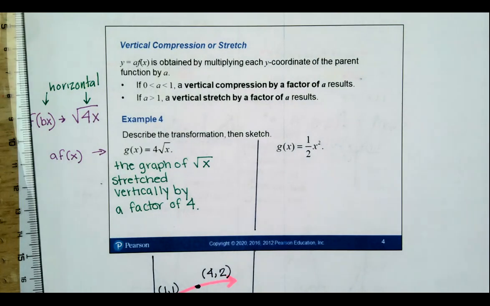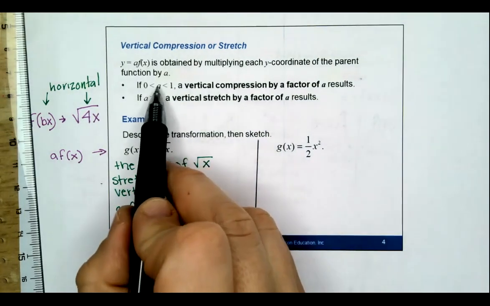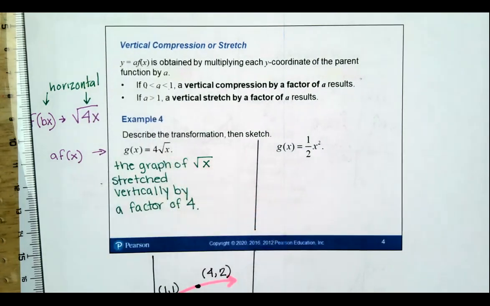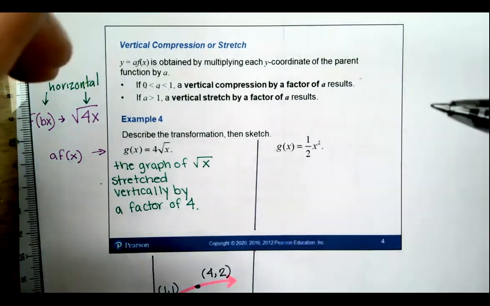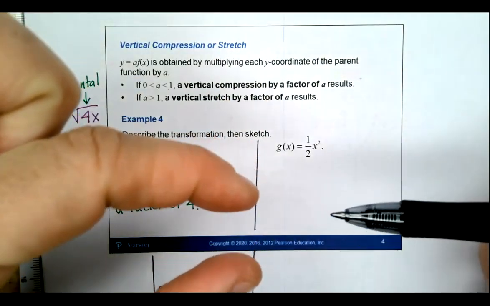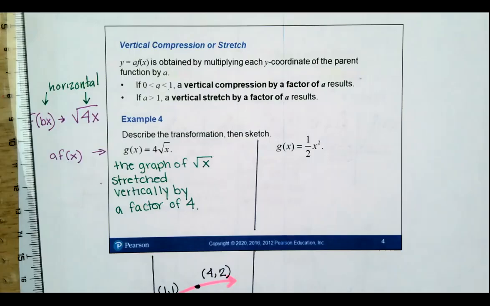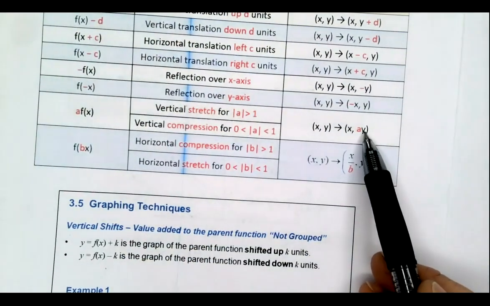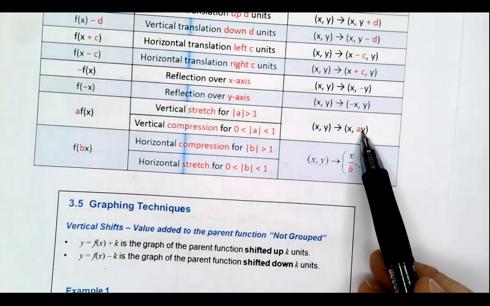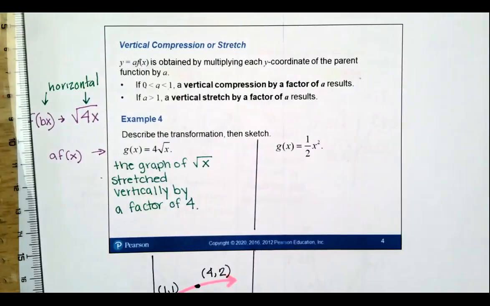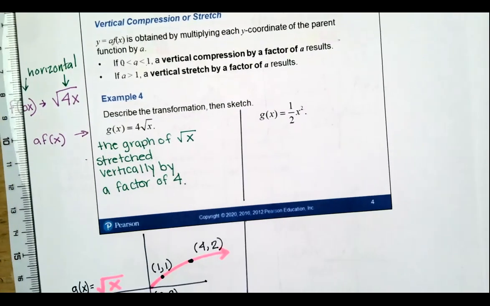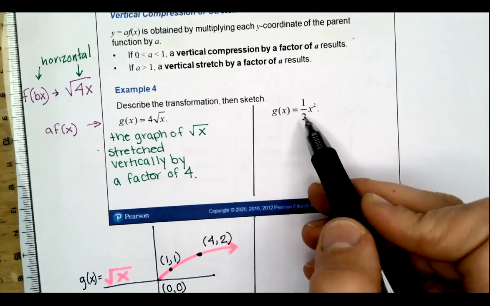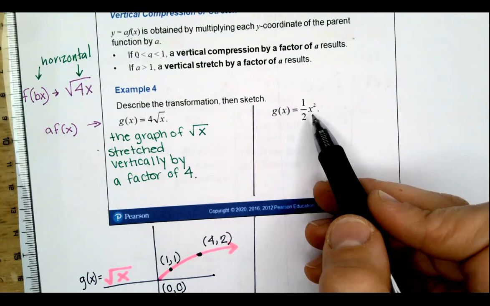g of x equals 1/2 x squared. If the number is between 0 and 1, so if it's a fraction less than 1, then we are going to shrink it, okay? But regardless, all you're going to do is take your y value and multiply it by that. So when we multiply a number by 4, it gets bigger. When we multiply a number by 1/2, it gets smaller. So you don't even need to remember y, right? I'm just going to multiply my y by that, and my graph's going to be smaller.